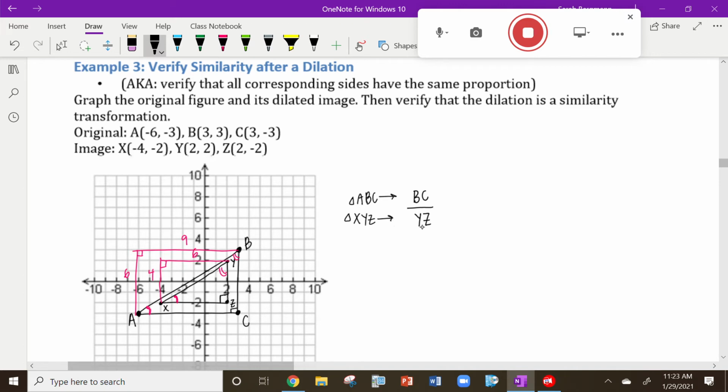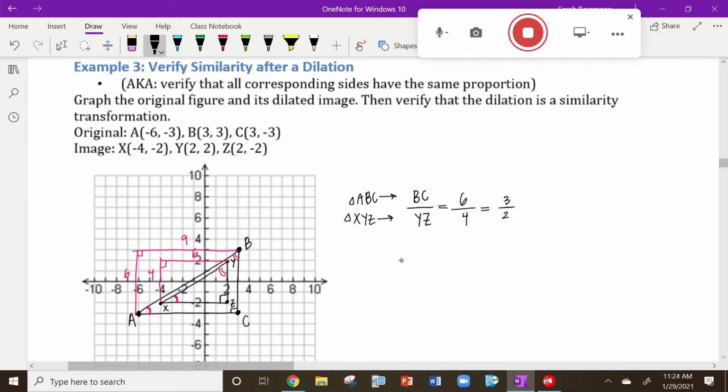You can pick either way, but you just have to stay consistent. The length of BC is 6 units. The length of YZ is 4 units. That can reduce to 3/2.